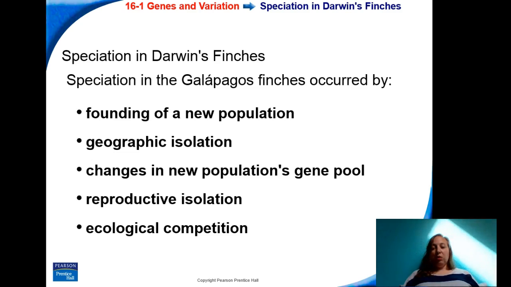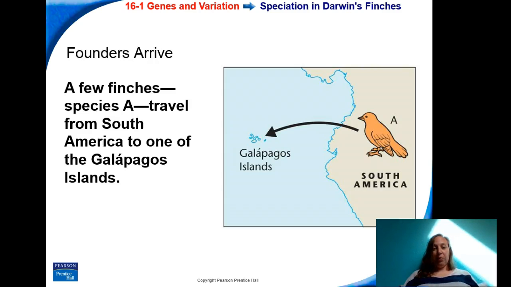Last one is ecological competition. So even if they're living in the same location, having competition for the same food or resources allowed for them to specialize and make it so that they had food that they could indeed get to and habitats they needed to have so that they could be separate and different from each other.